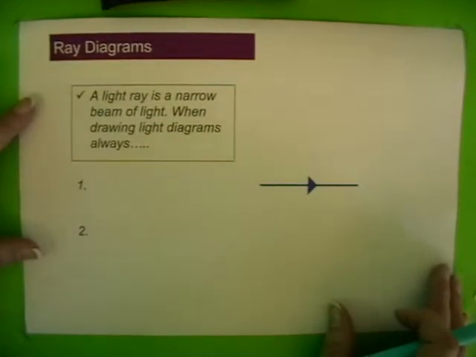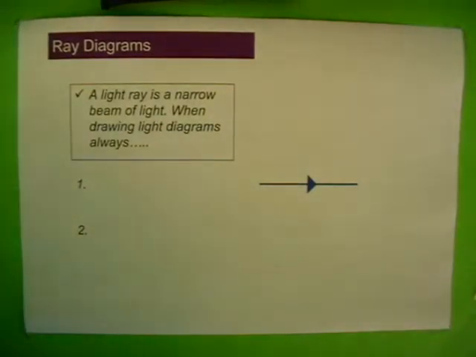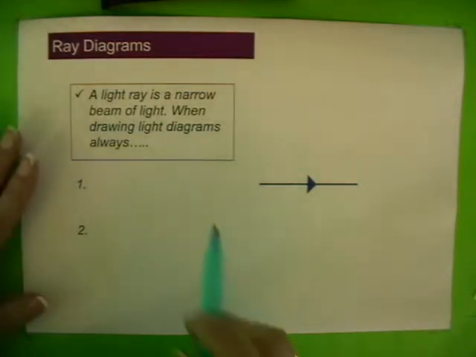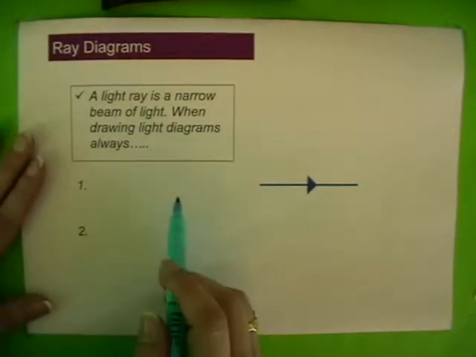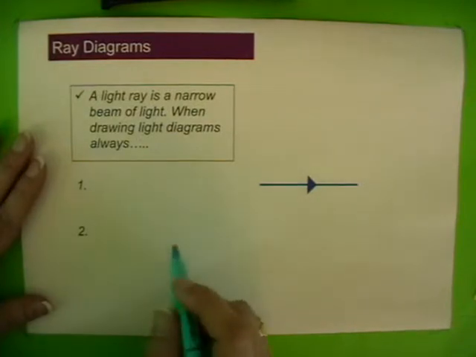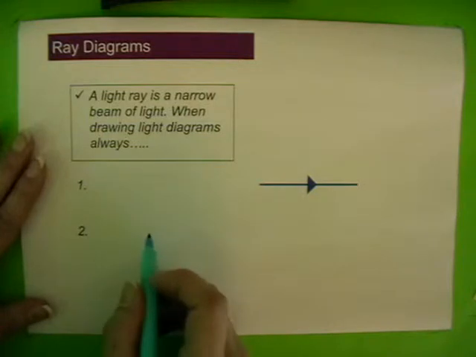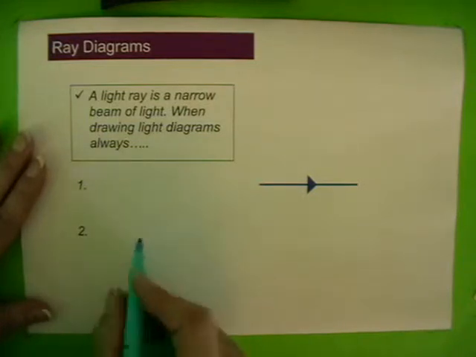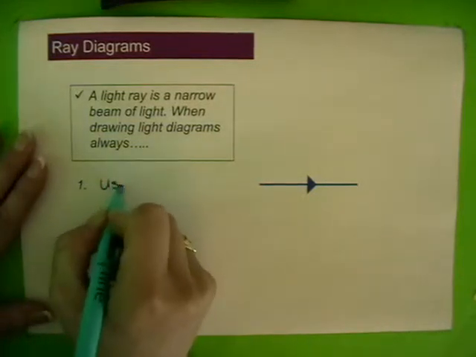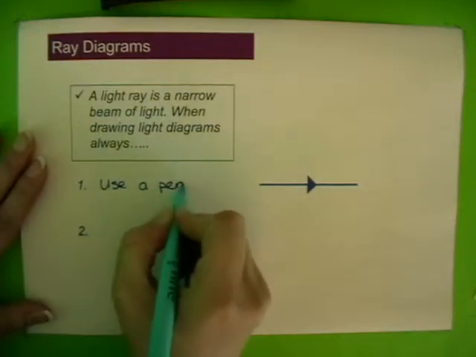When we are asked about light, we often have to draw ray diagrams. But what's a ray? A light ray is a narrow beam of light, and we also know that light travels in straight lines. So when we're drawing light diagrams or ray diagrams, we must always use a pencil and a ruler.